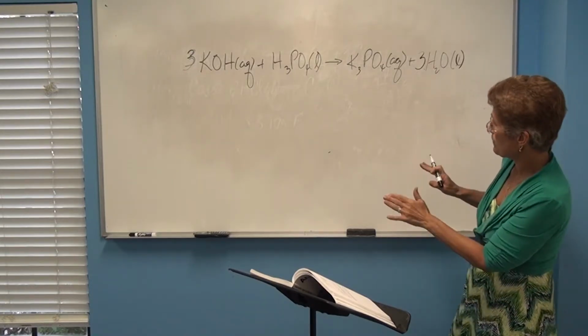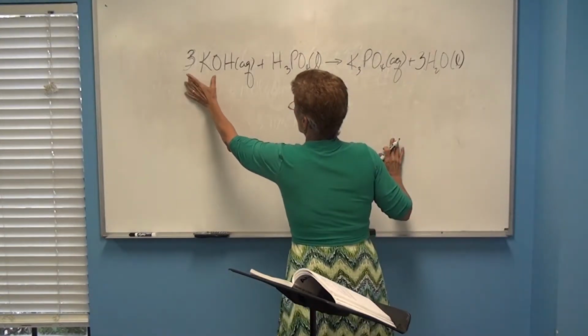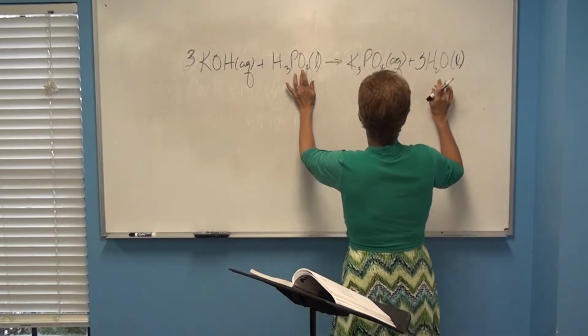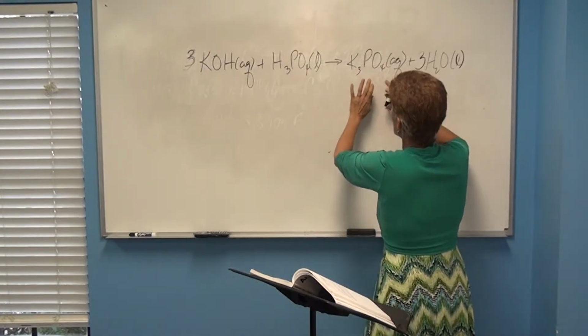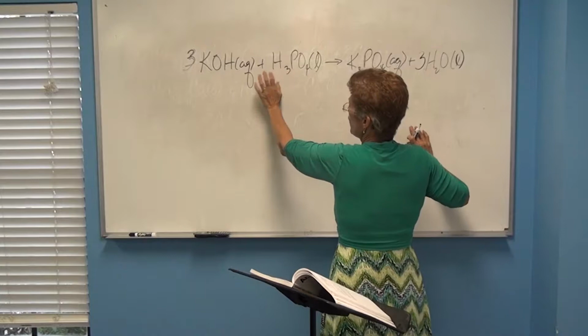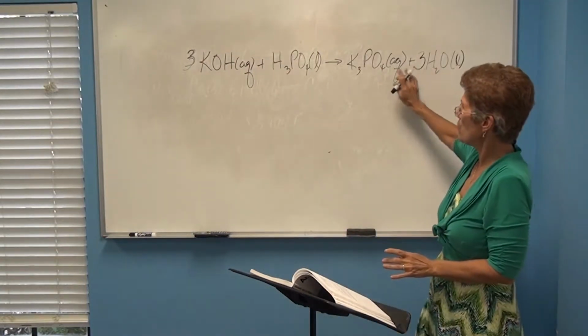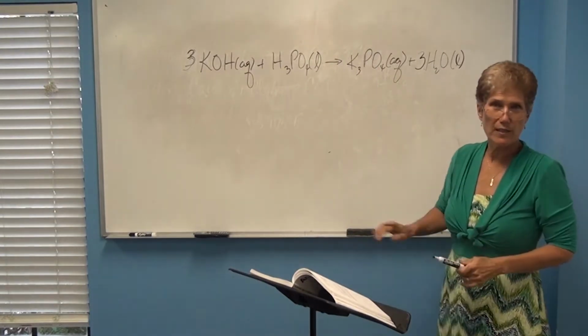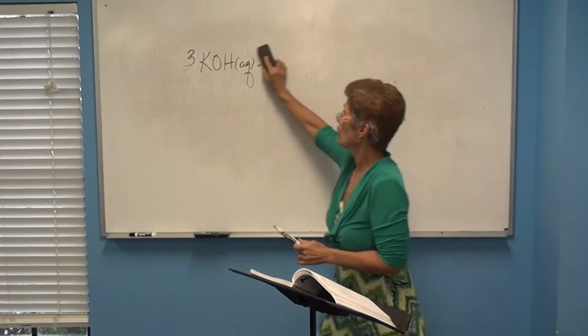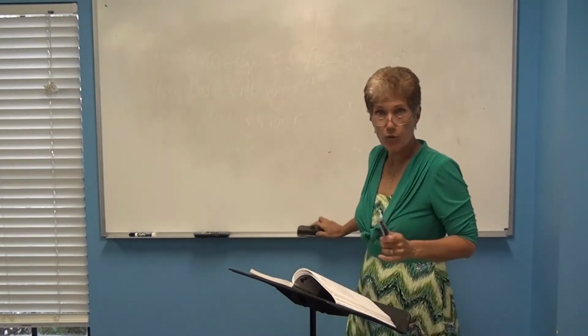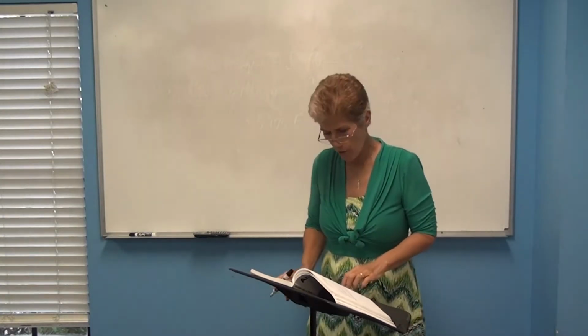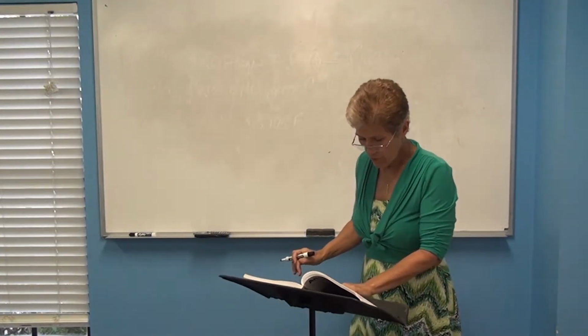So we have 3 potassiums on both sides. We have 3 plus 4 is 7 oxygens on both sides. We have hydrogens: 3 plus 3 is 6, and I have 6 over here, and then 1 phosphorus on both sides. I know, that was hard. Some of you are going, that wasn't hard. Some of you are going, yeah, that was hard. It's okay. Let's do D.